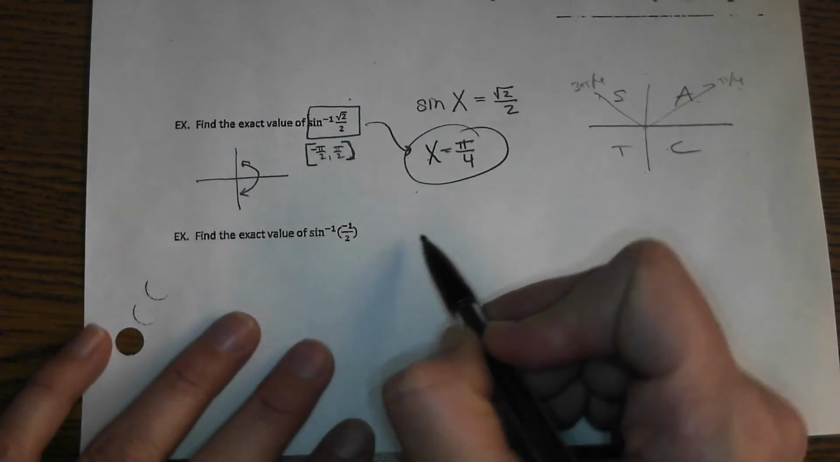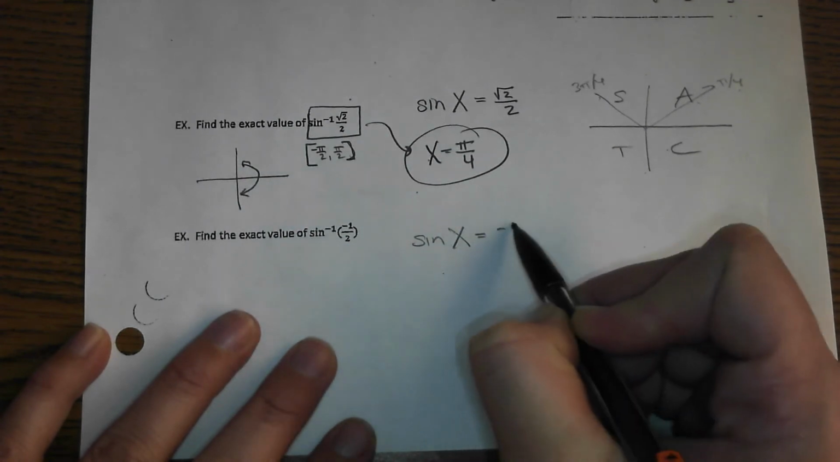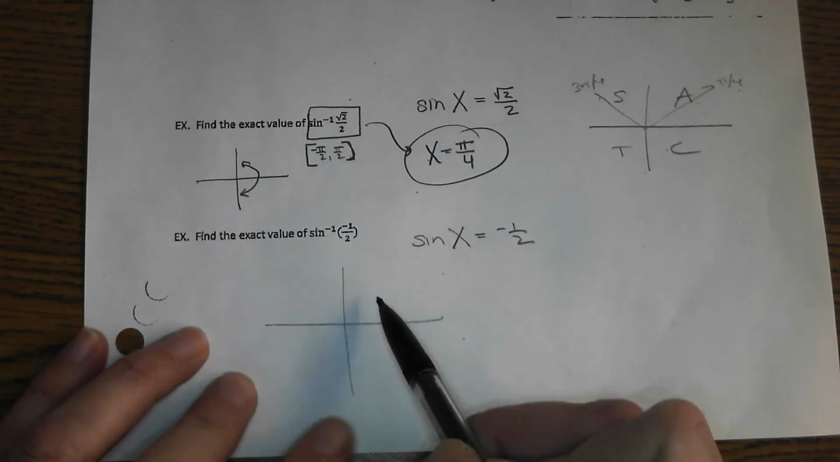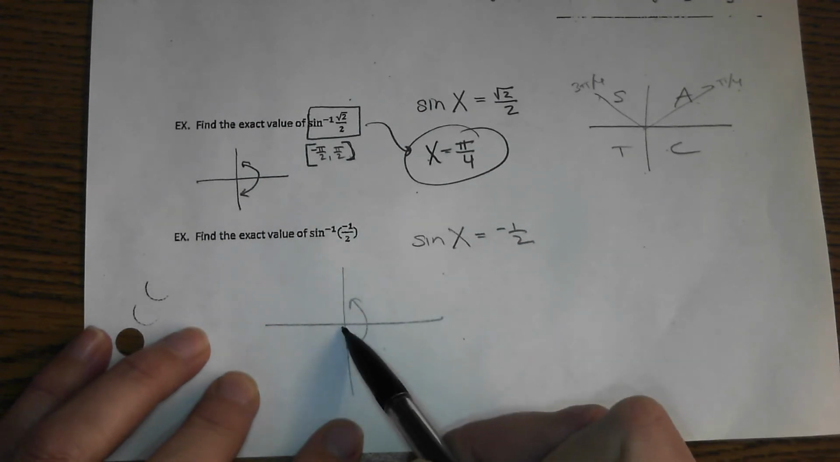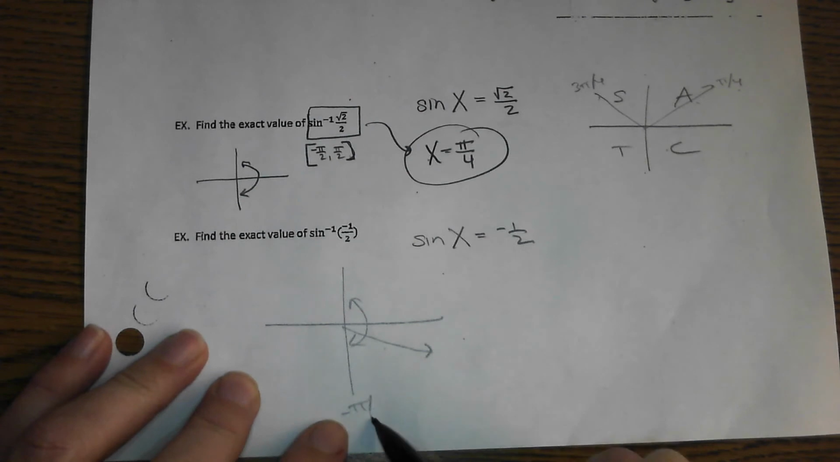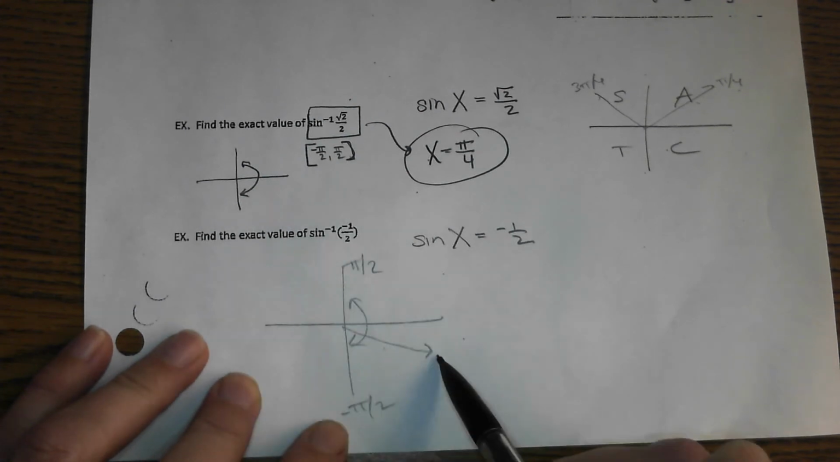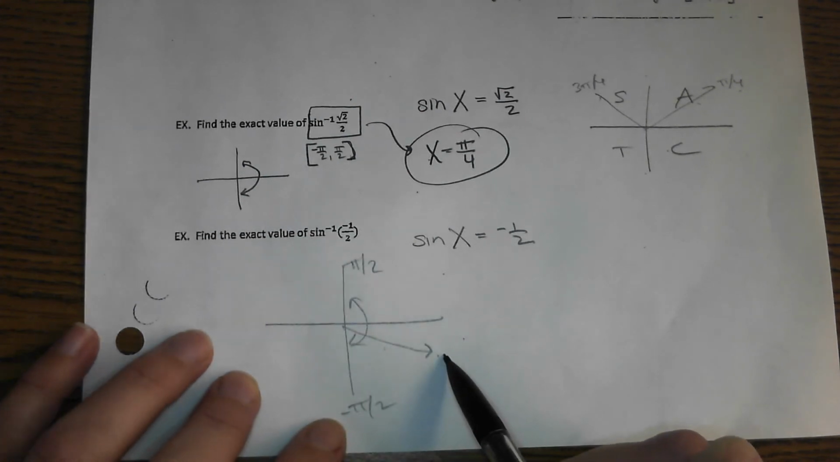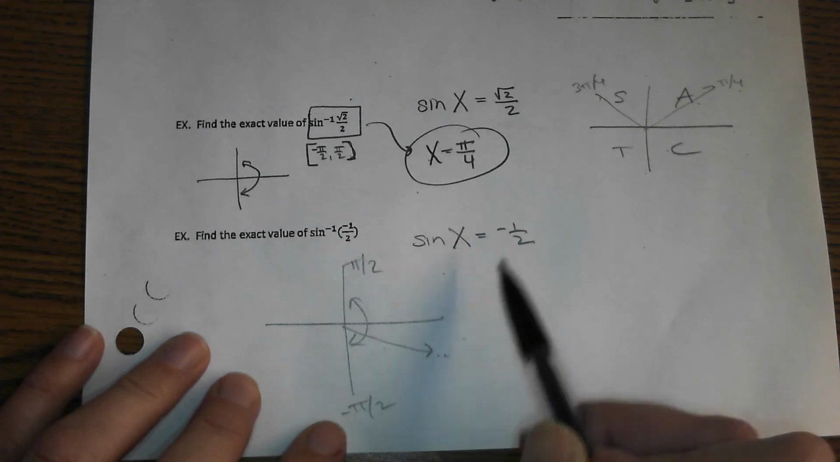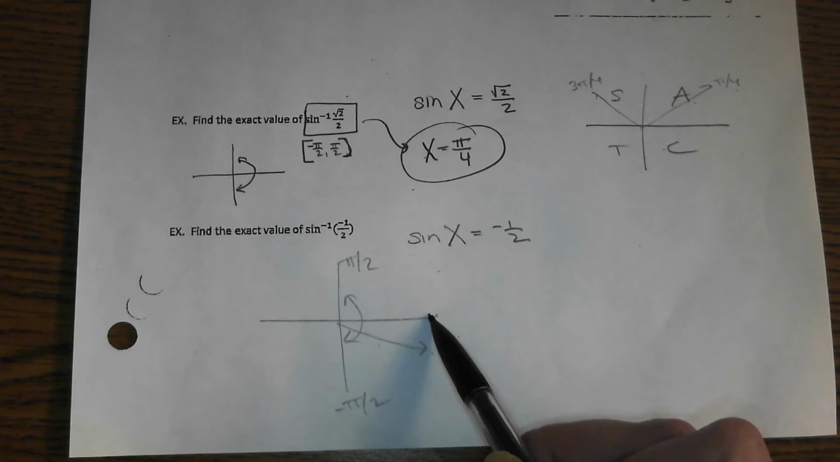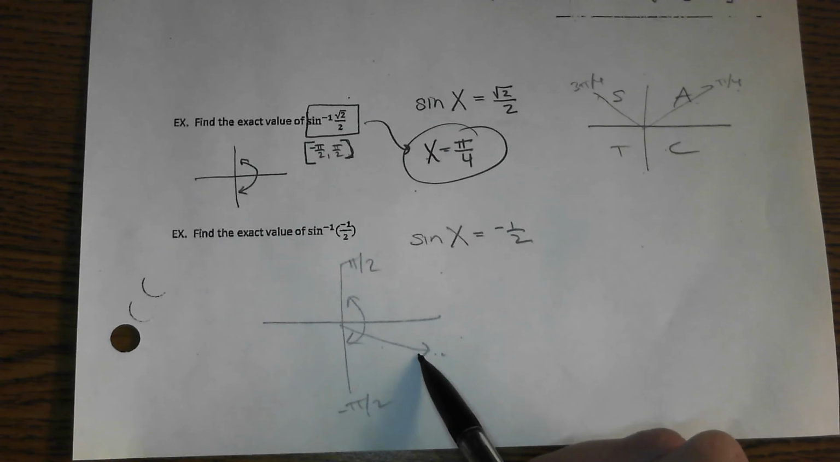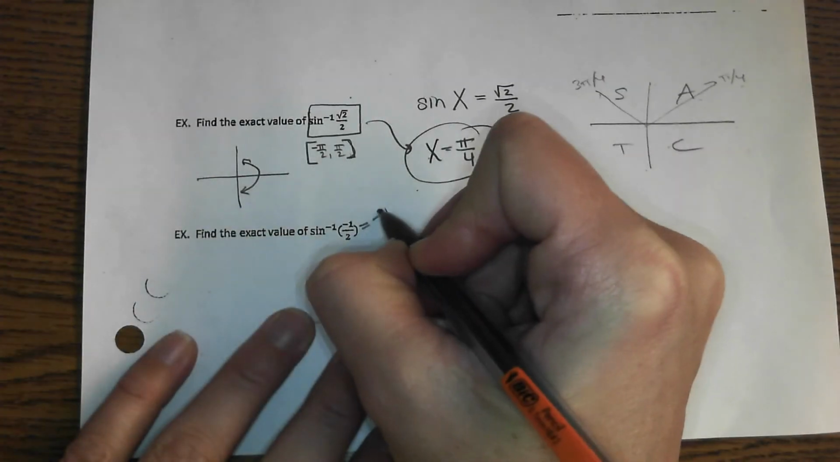So inverse sine of negative 1/2. So sine of what angle equals negative 1/2? So we have to pick something in the first or the fourth. Because the sine is negative, it has to be in the fourth. This is negative pi over 2 and this is positive pi over 2. What angle is this that has a sine of negative 1/2? Sine of what equals a half? 30 degrees, or a reference angle of pi over 6, but we're in the negative quadrant, so that angle is negative pi over 6.